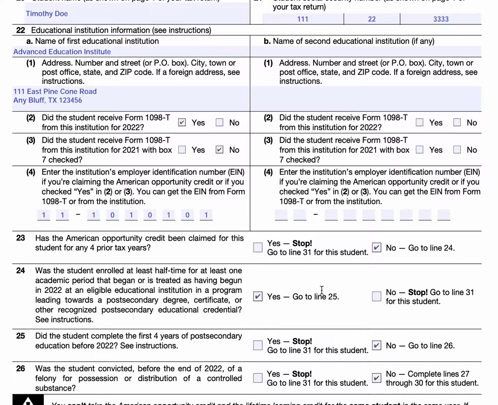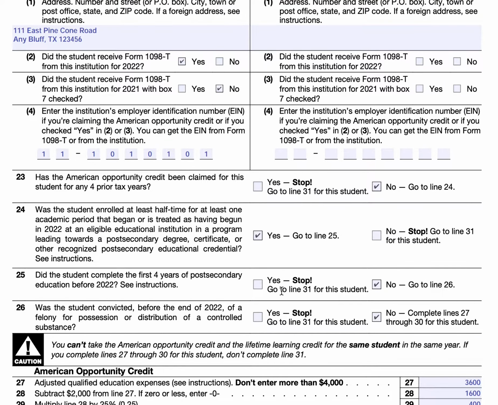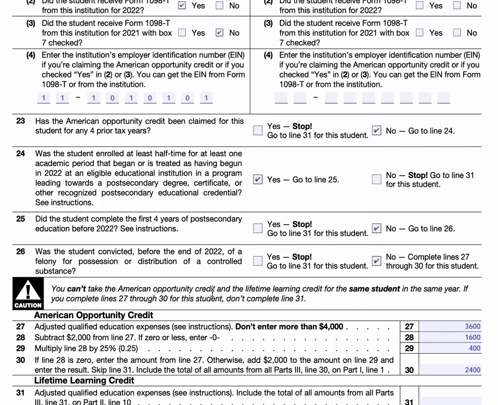So even if you didn't take the tax credit, if they've completed the first 4 years before the given tax year, then you can't take the credit. And then finally, here's the drug question. If the student was convicted before the end of the tax year of a felony for drug possession or drug distribution, then you cannot take that credit. So we're proceeding as if we made all of these checkpoints, right?